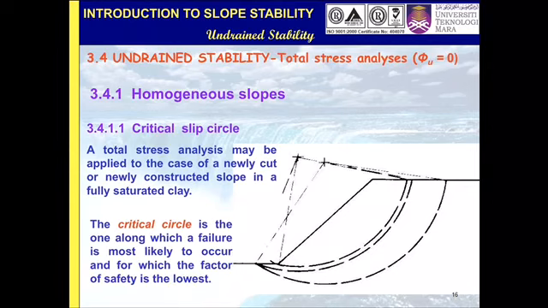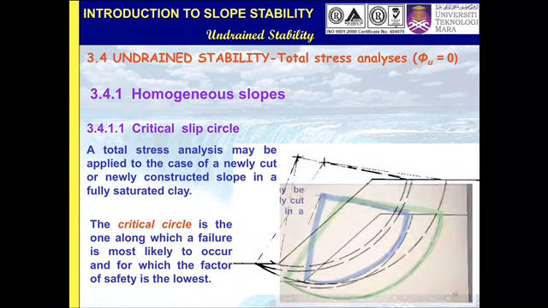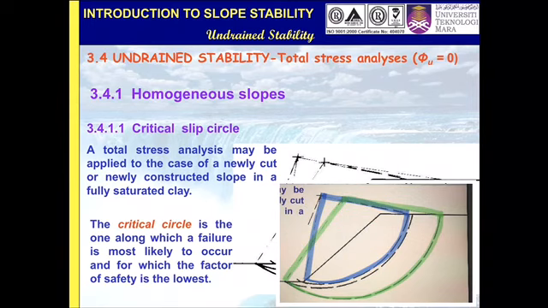Right. So we look at the total stress analysis, which is phi u equals 0. First, we look at homogeneous slopes. Imagine this is a slope. The total stress analysis may be applied to the case of a newly cut or newly constructed slope in a fully saturated clay. So in this case, our analysis would be the critical circle. This is what we call the critical circle.